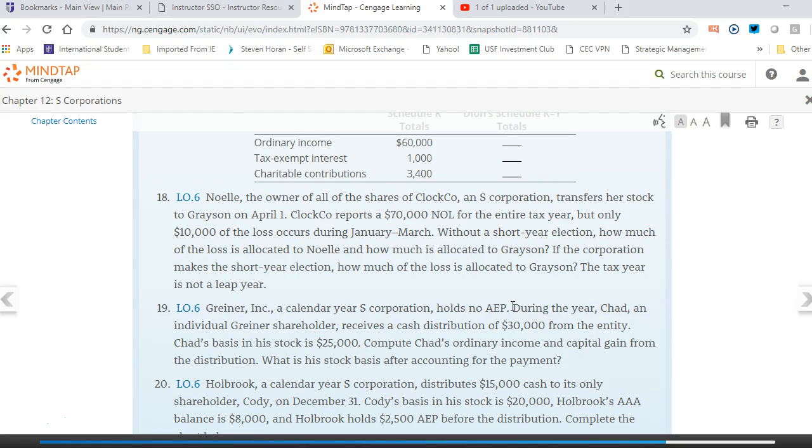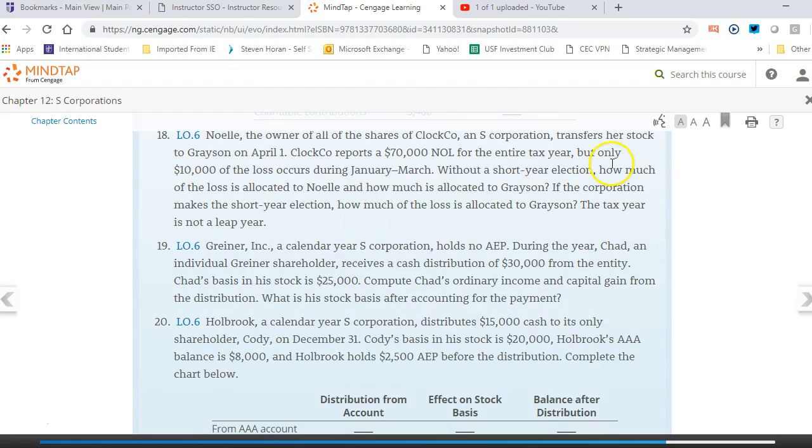Question 18. Noelle, the owner of all the shares of Clock Company, an S Corp, transfers her stock to Grayson on April 1. Clock Co. reports 70,000 NOL for the year, but only 10,000 occurs between January to March. That is right before she transferred her shares. Without a short year election, how much of the loss is allocated to Noelle and how much is allocated to Grayson? If the corporation makes the short year election, how much of the loss is allocated to Grayson? The tax year is not a leap year.